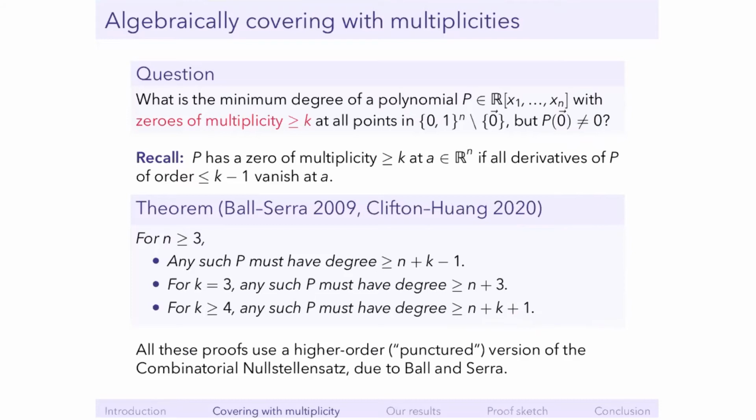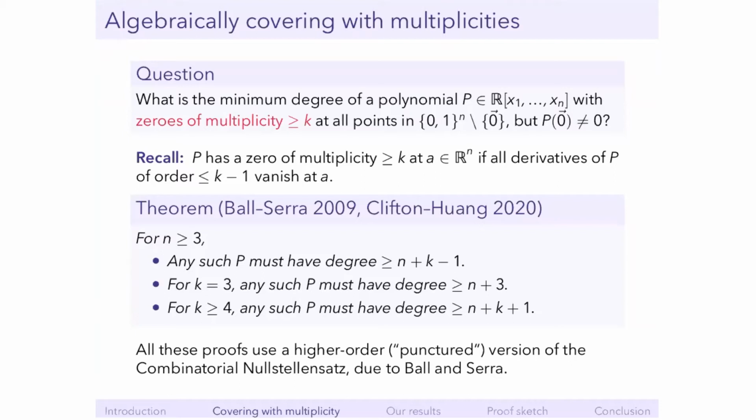And all of these proofs, I won't get into it, but all of them use this theorem proved by Ball and Serra, which they call the punctured combinatorial Nullstellensatz, which is just some sort of a natural higher multiplicity generalization of the combinatorial Nullstellensatz. So really, Ball and Serra were interested in this question because they were interested in proving higher multiplicity versions of the combinatorial Nullstellensatz and finding applications for that.